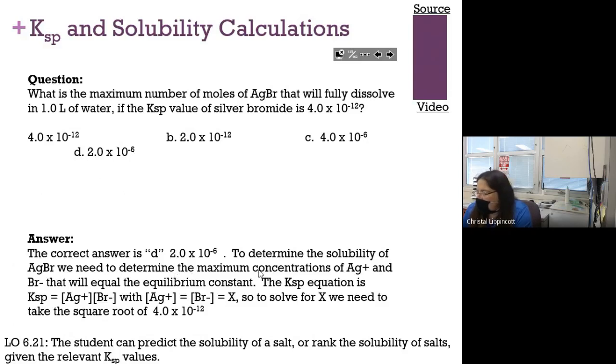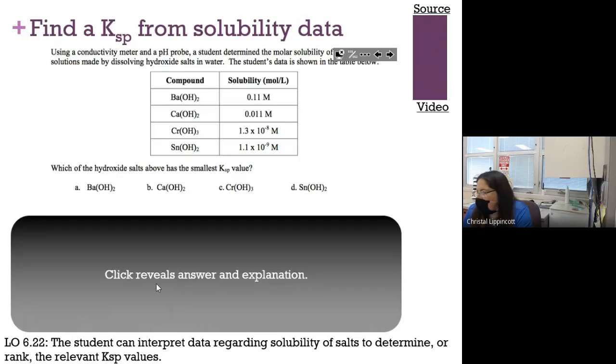All right, so we would set it up to X, then we would take the square root of this, and that would give us D. All right, see if you can calculate the Ksp value for this one. Which of the hydroxide salts would have the smallest Ksp based on the solubility?